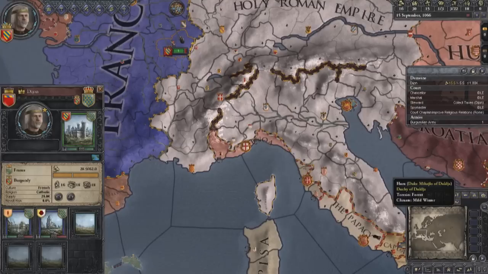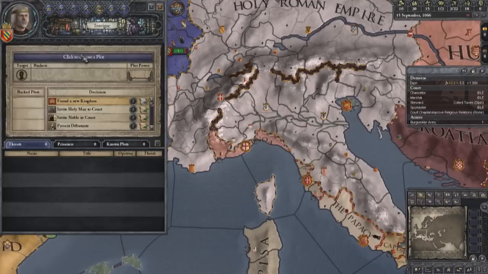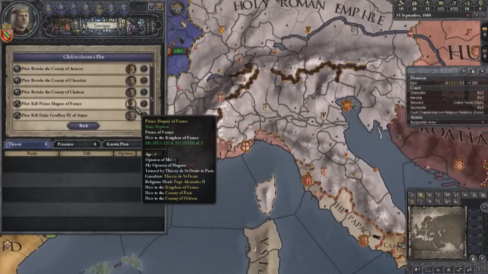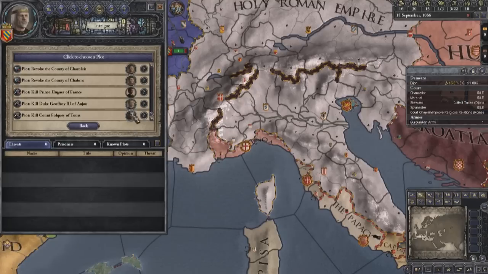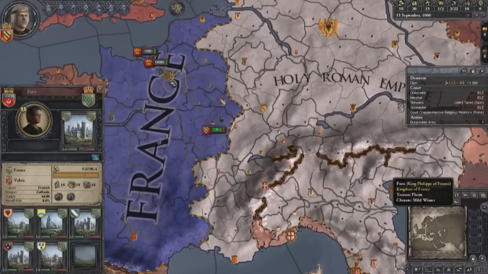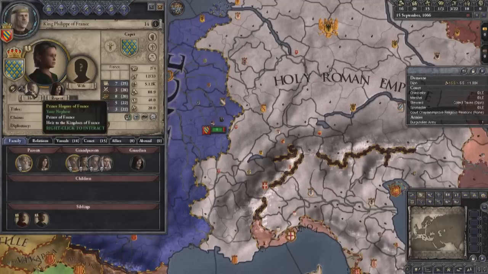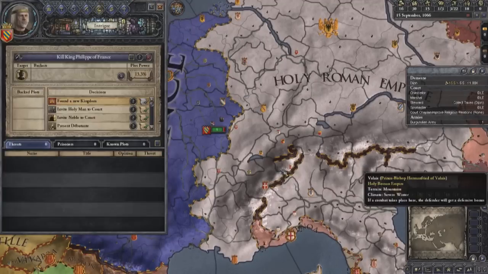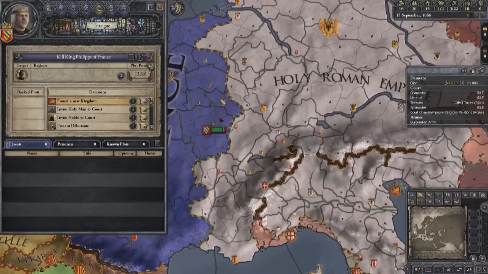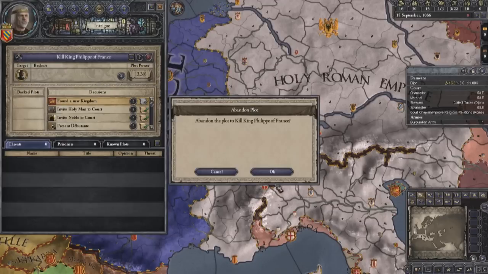Sometimes, though, fighting directly isn't really the best option, so here you have intrigue. So I could plot to revoke these counties, which may lead to war. I could try to kill the heir to France. If someone's not listed here, you can go to their screen. I could try to kill the King of France. And let's say I try to do that. I can invite people who might want to do it. Higher plot power is better. But if the king catches me plotting, he can imprison me.